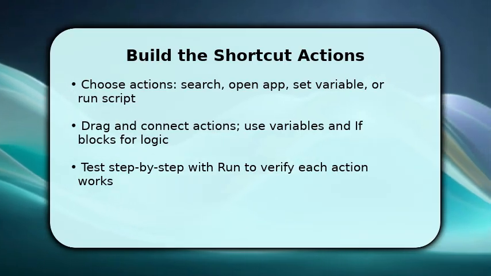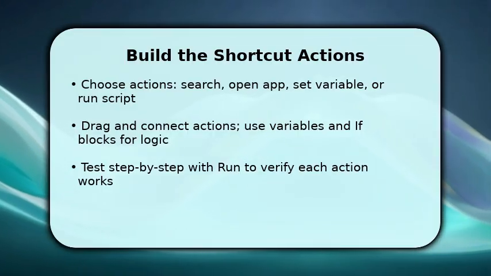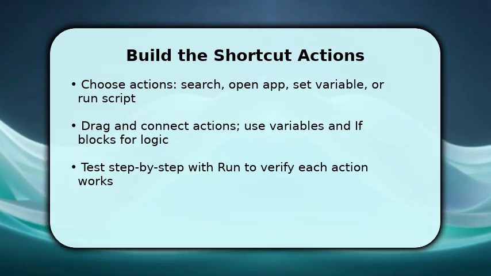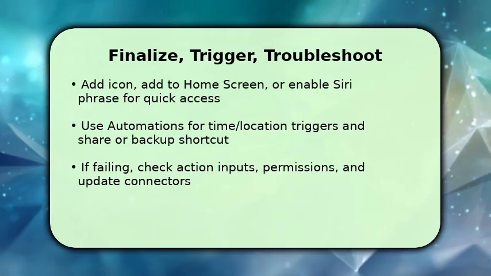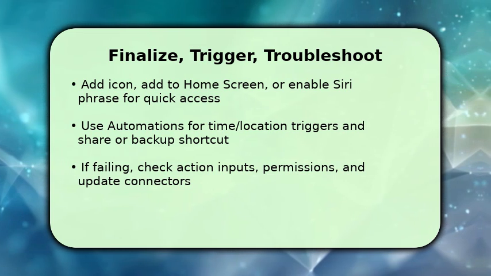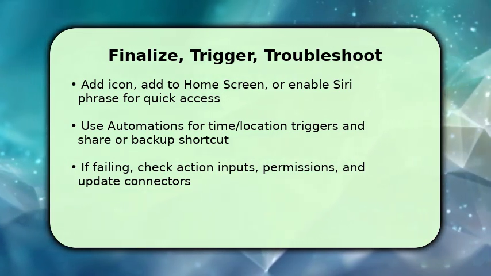Once you've assembled several actions, press Run to execute only the selected steps, which helps catch errors early. Make small edits, then retest until finished, by choosing how you'll trigger the shortcut. Add it to the home screen, assign a Siri phrase, or create an automation for time or location. Export or share a copy as a backup and tag it with a clear icon so you find it fast.